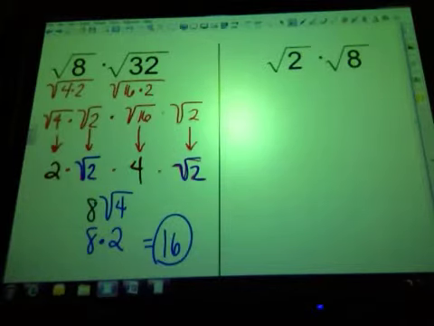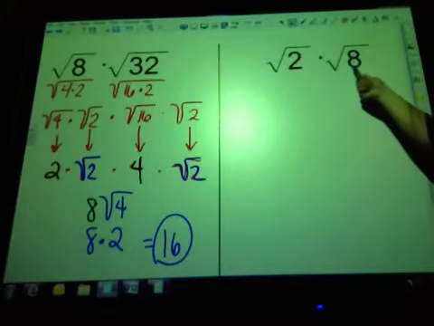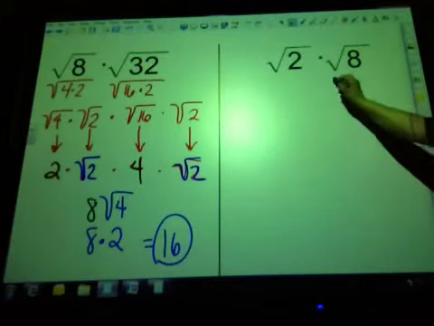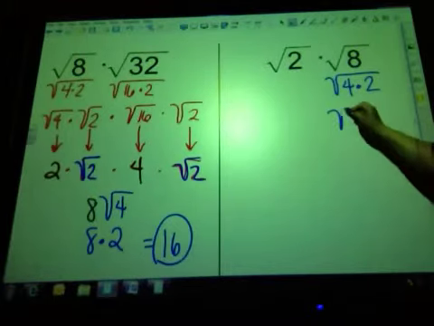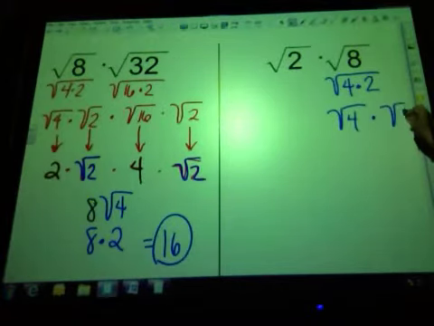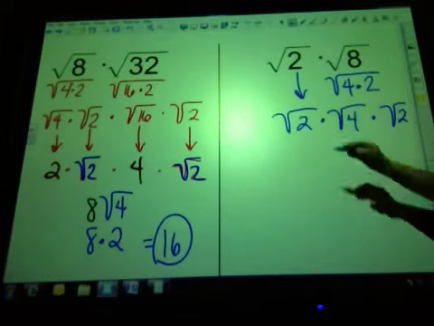On the right, we have square root of 2 times the square root of 8. We know that we can't do anything with the square root of 2, so we're going to focus on the square root of 8. Square root of 8 we can break apart into 4 times 2, or square root of 4 times square root of 2. Remember to bring down this square root of 2 also.